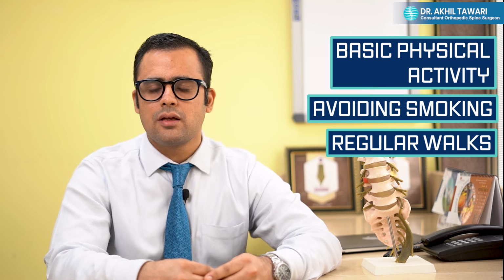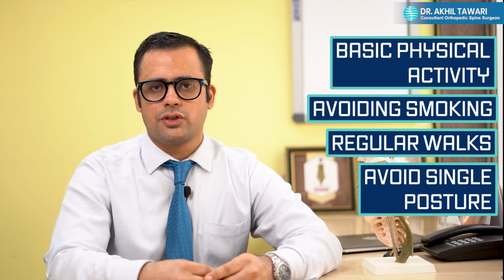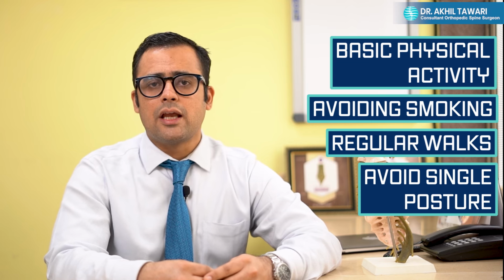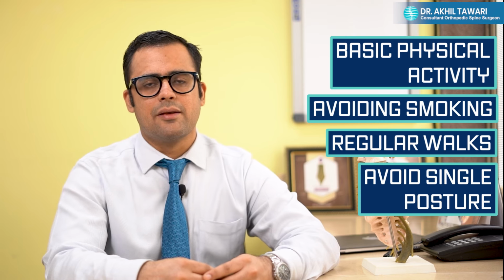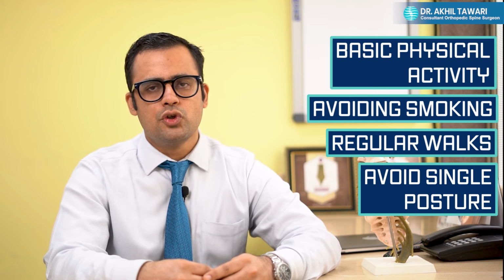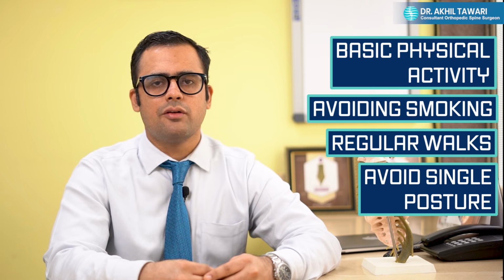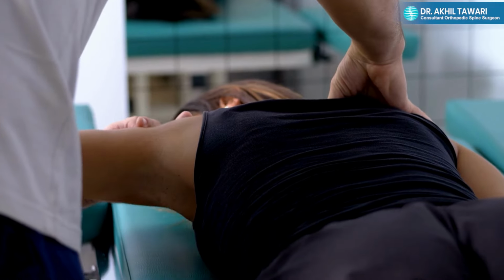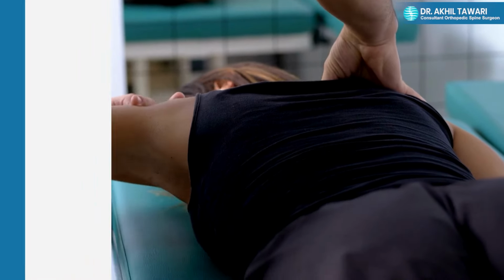Hence, maintaining reasonable physical activity, avoiding smoking, going for regular walks, and avoiding one particular form of posture for more than 30 to 45 minutes can go a long way in preventing slip disc from happening. And also, if a slip disc has already happened, these are usually very good ways by which further attacks can be prevented. Physiotherapy also has a good role in maintaining good form and posture and strengthening your muscles so that they offload your disc, and is highly recommended as part of the conservative management for patients.